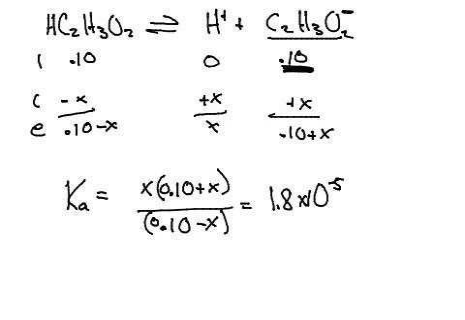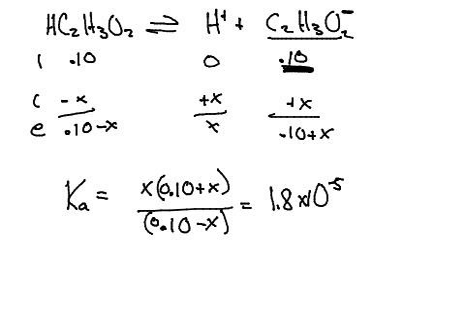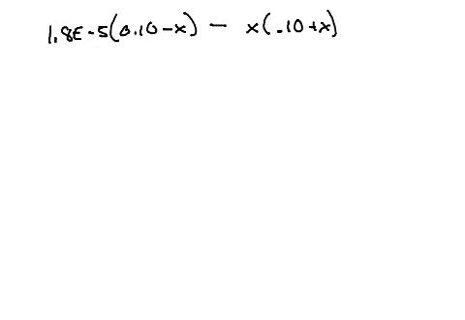Now, of course, you have to plug this in your solver. By the way, when you plug this in your solver, I would do it this way. I would say 1.8 e negative 5 times 0.10 minus x, parentheses, minus x times 0.10 plus x. I think I got my pluses and minuses right, didn't I? I did. And that was set equal to 0. That's how I would type it into my calculator, and then I would ask what x is. And I think it's going to be awfully close to 1.8 times 10 to the minus 5. Should be pretty close.